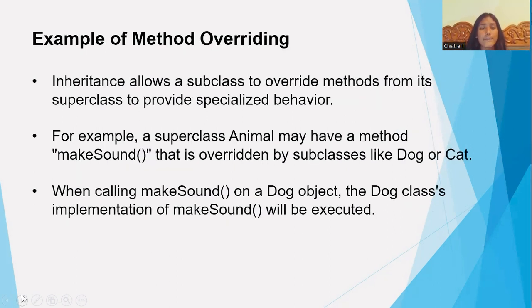Let us see an example of method overriding. Inheritance allows a subclass to override methods from its superclass to provide specialized behavior. For example, a superclass Animal may have a method makeSound that is overridden by a subclass like Dog or Cat. When calling makeSound on a Dog object, the Dog class's implementation of makeSound will be executed.